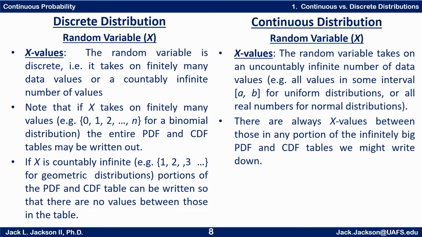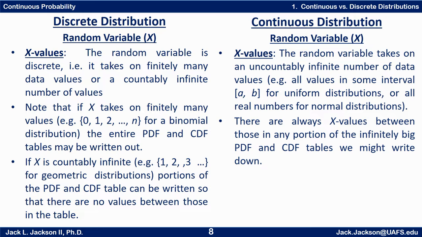So for example, finitely many might be, for example, like a binomial distribution, which takes on all whole numbers from 0 up to whatever the sample size is. So the X's are 0, 1, 2, 3, 4, up to whatever N is. So if you have a sample size 6, the values are 0, 1, 2, 3, 4, 5, 6. That's it. Nothing in between, nothing beyond that, no negatives, nothing bigger than the sample size, nothing in between. It's finite. We can actually write out the entire PDF and CDF table.